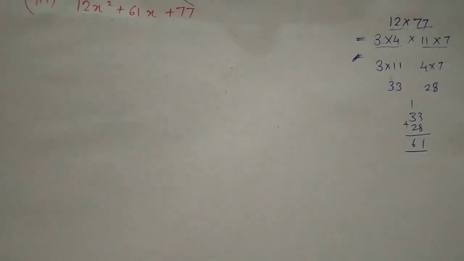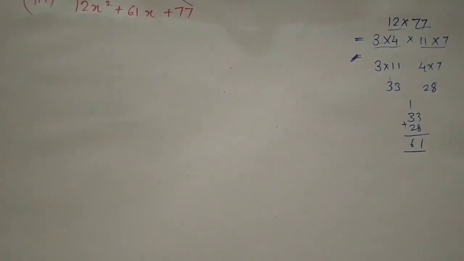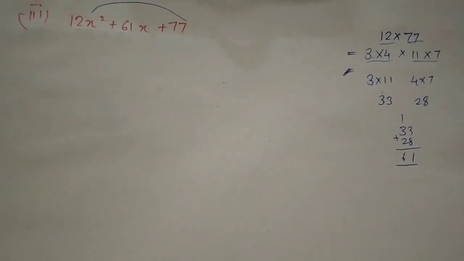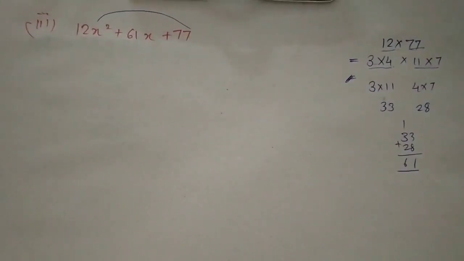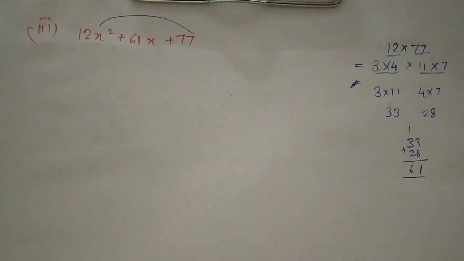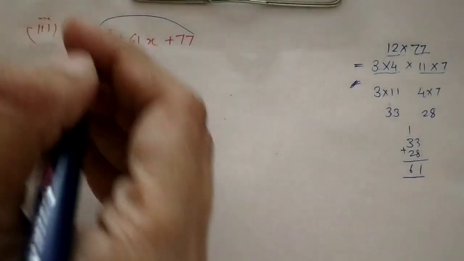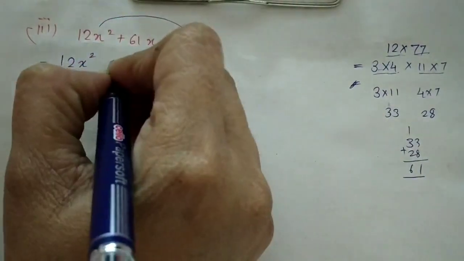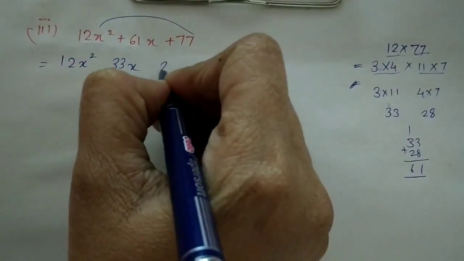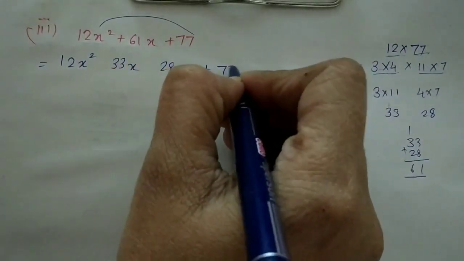Okay, so what we did here, we found out the factors of the 12 and 77, and we tried to multiply two pairs out of it to get our answer. Okay, so now let us solve it. So we got our two numbers, 33 and 28. So that is how we are going to do here. 12x square, 33x, 28x plus 77.